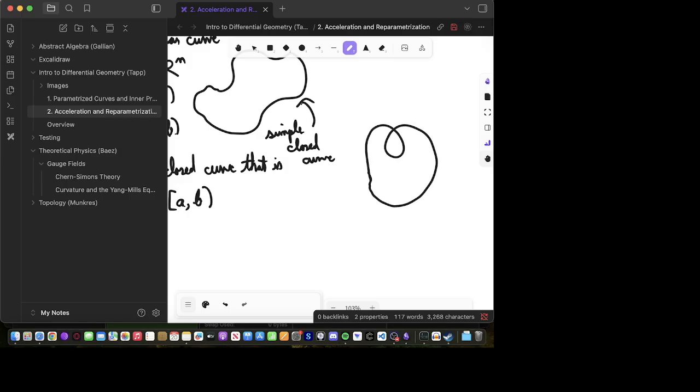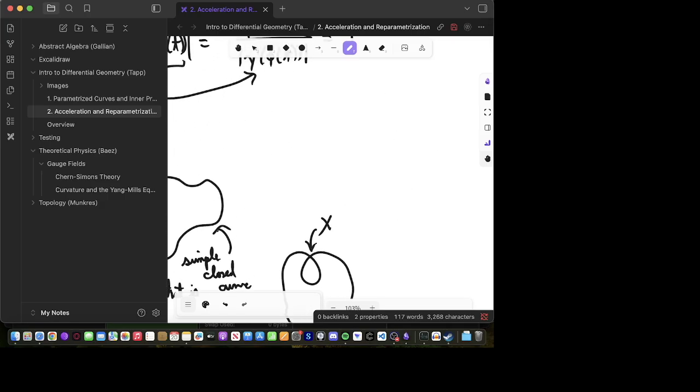Would this be simple? It would not, because it's not 1-to-1 over there. So this is just a not simple closed curve. What about this? But this is an angle.